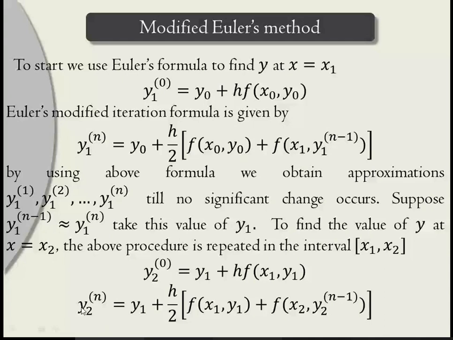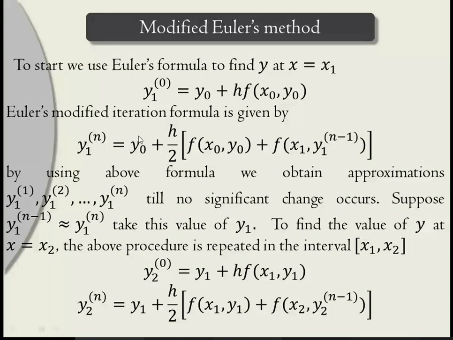And when the two values of y2 match, we take that value as y2, and then we continue until we get the yn term. Generally we are given x naught, y naught, and it is asked to find the value of y at xn. So we have to continue until we reach yn. Only one separate formula we have to remember.